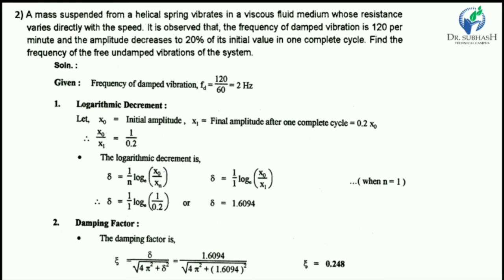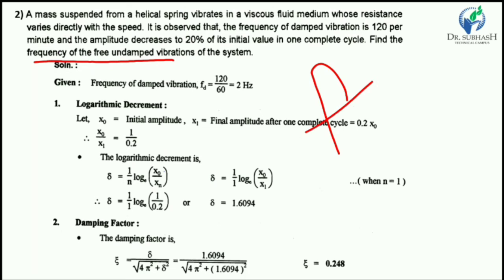Okay, now take another one. A mass suspended from a helical spring vibrates in a viscous fluid medium whose resistance varies directly with the speed. It is observed that the frequency of damped vibration is 120 per minute, and the amplitude decreases to 20% of the initial value in one complete cycle. Find the frequency of free undamped vibration of the system.